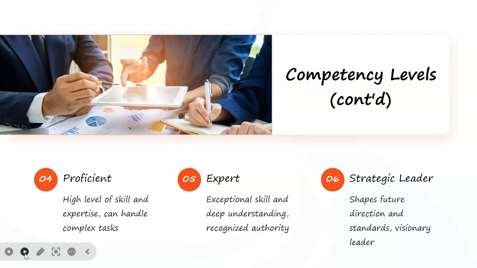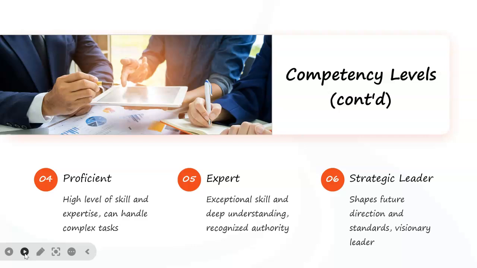At level 4, we say that you are proficient, and this is where you have high level of skill and expertise, and you are able to handle complex tasks. At level 5, we say that you are an expert, and at this stage, you have exceptional skills and deep understanding, and you are also recognized as an authority in that particular area.